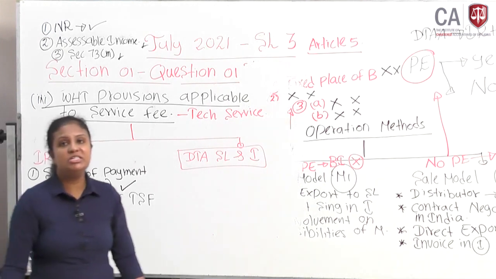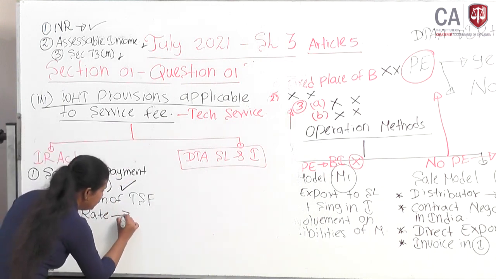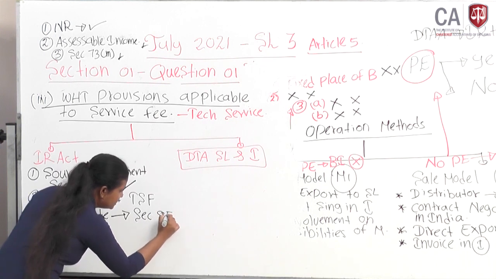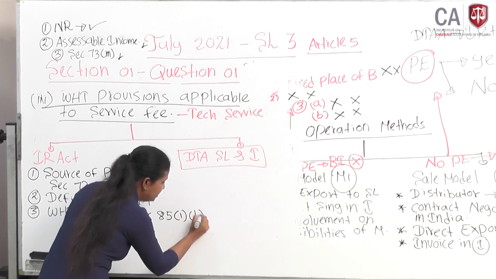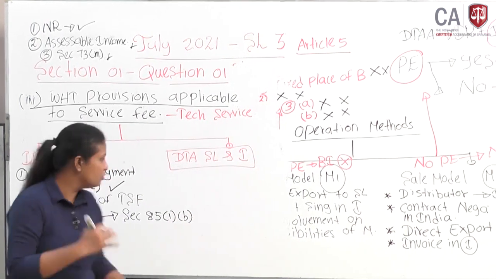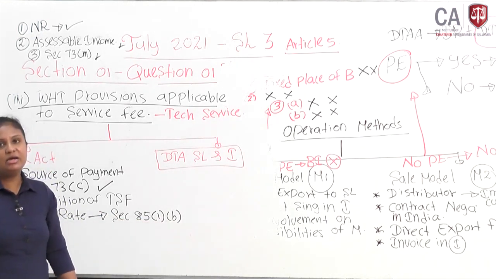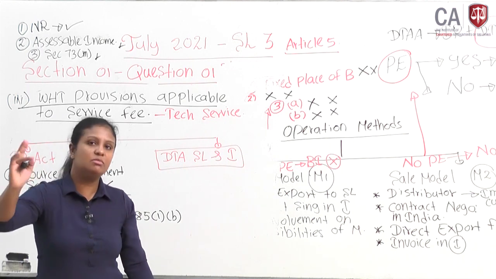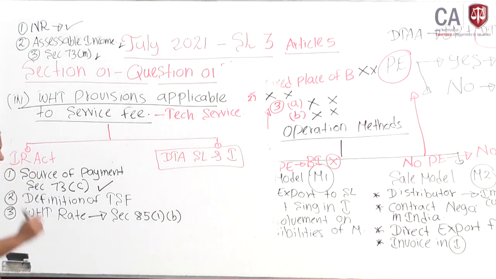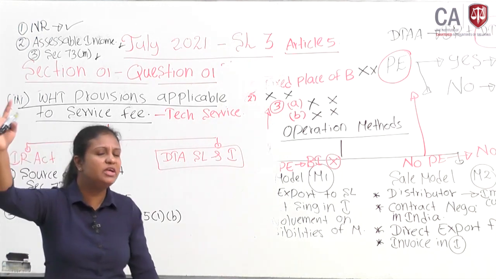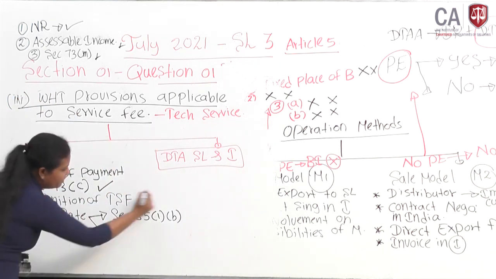Where the WHT rates are mentioned for the service fee, it is in section 85 of the Act. Section 85 subsection 1B, it has very clearly provided. You can go to the Act and look at these things. Section 85 1B has very clearly provided any insurance premium or any service fee to a non-resident person. If there is a service fee, it should be taxed. This is the provision.